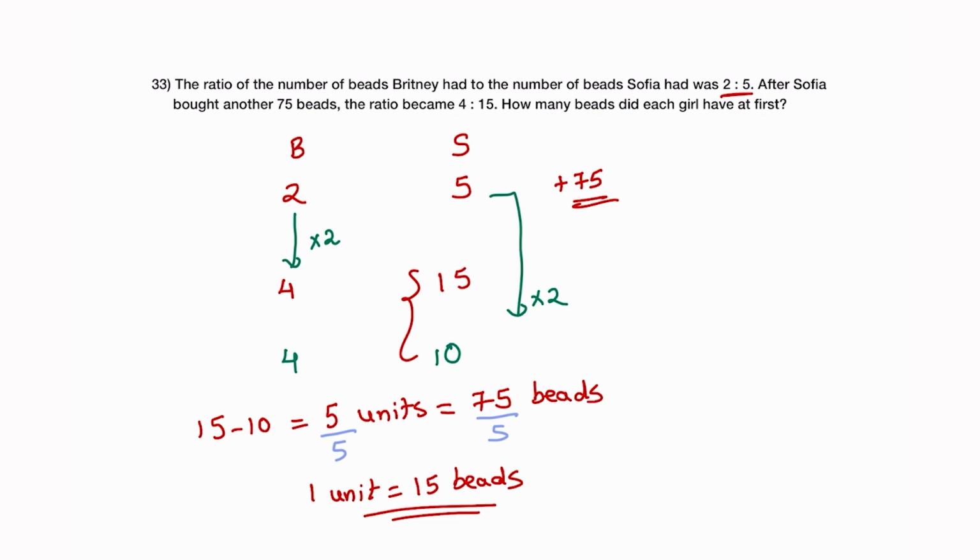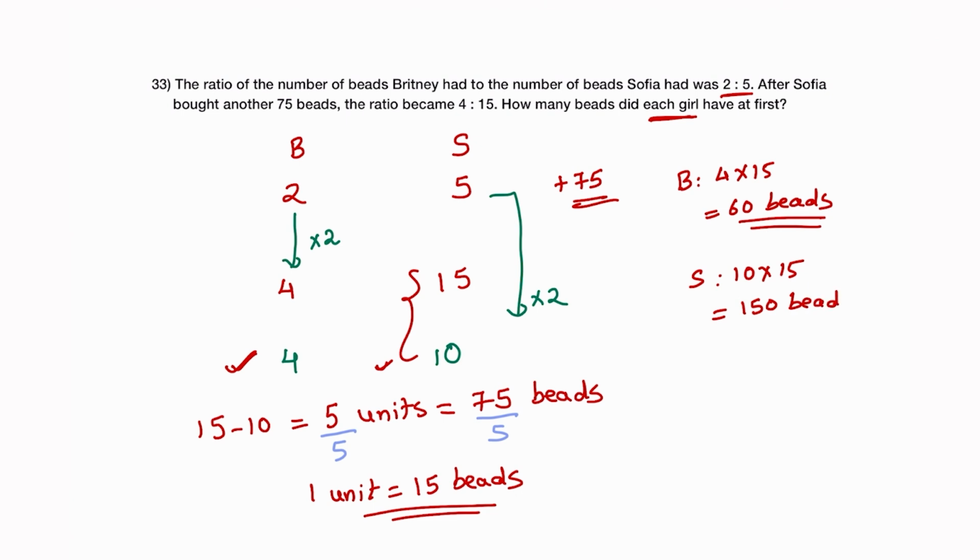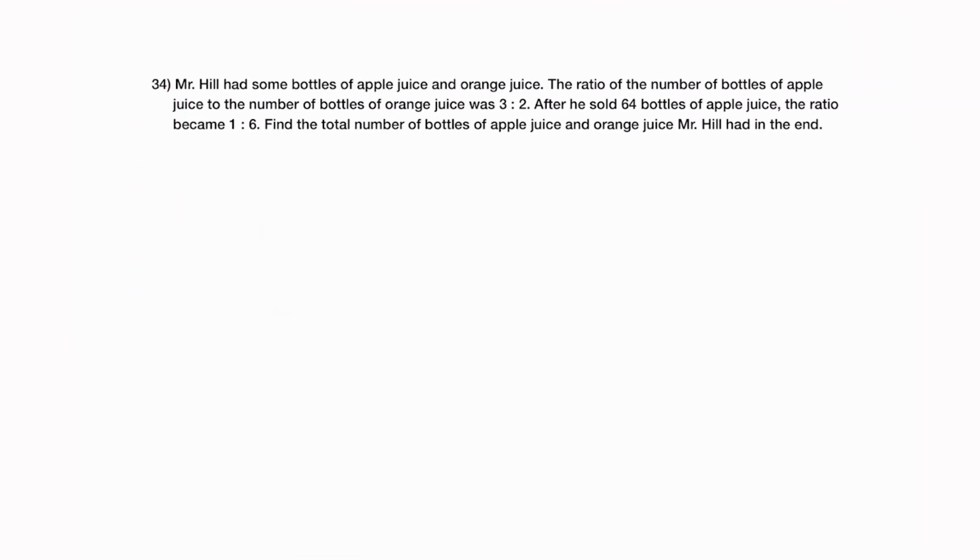Now what are we supposed to find? How many beads did each girl have? Each girl. So that means you have to find it individually. Okay? So let's do that. For Brittany, what are we supposed to multiply? This part that we have equalized. So 4 times 15. That's 60 beads that she had. And Sophia, here, 10 times 15. So that's 150 beads. And done. Simple. Let's go to the next.